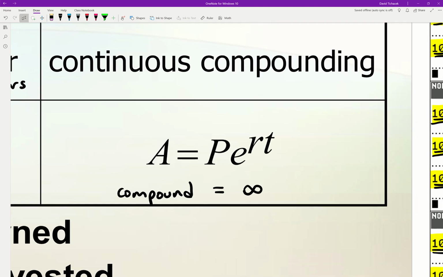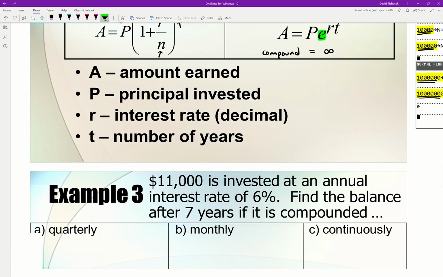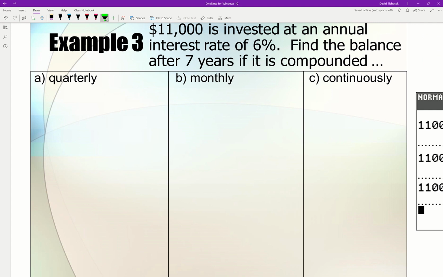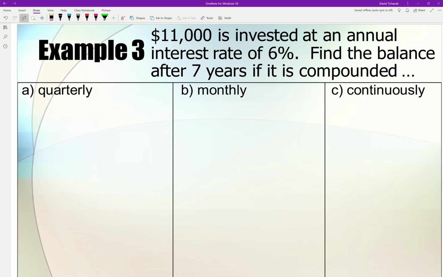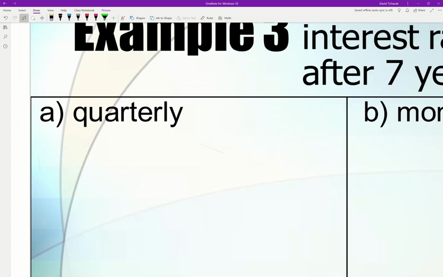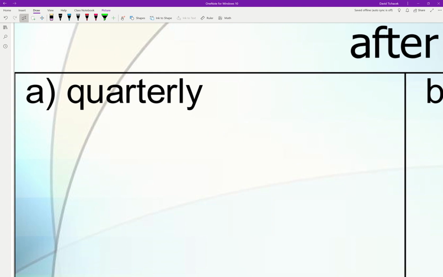So for example, if we let the number of times we compound in a year be infinite, right, we have a continuous compounding situation, then that's going to mean that that Euler number, E, is going to show up in this formula, okay? So it's going to be the principal amount times E to the power of your interest rate times time, okay? So let's actually go ahead and apply that here. So in example 3, it says we have $11,000 invested at an annual interest rate of 6%. What we need to do is find the balance after 7 years if it's compounded in each one of these 3 situations, okay? So let's go ahead and say that our interest is going to be compounded quarterly, okay?